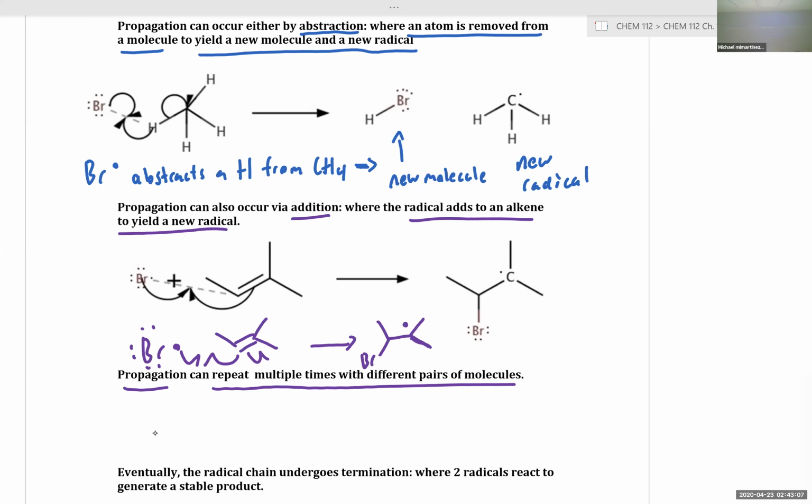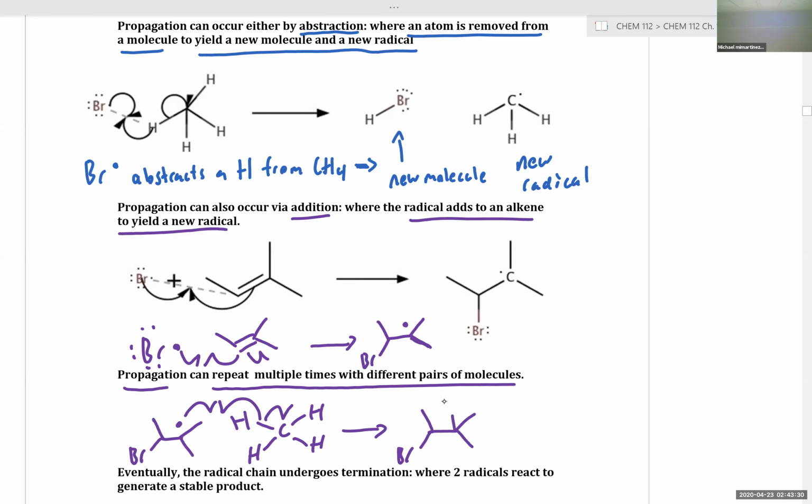So just as easily you can have your radical generated from this earlier step. You can have it abstract a hydrogen from any species. You can have it add. You can have it abstract from an entirely different molecule in your reaction mixture. Radical reactions can propagate in a variety of ways. So here's another example of propagation via abstraction.